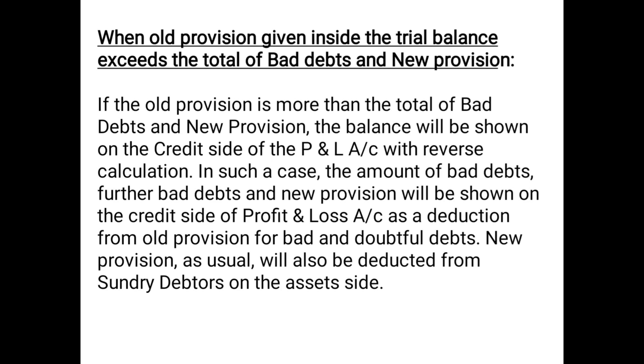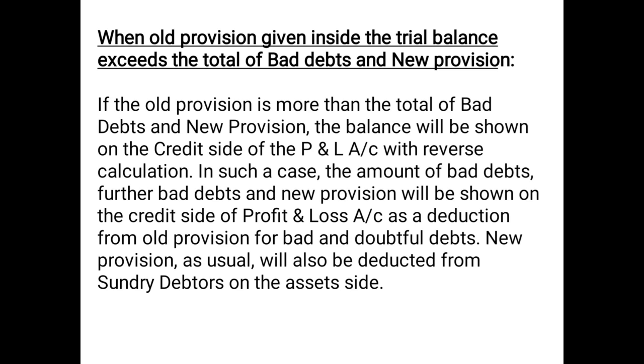In that case, you will be posting the entire items of bad debts, further bad debts, new provision and old provision on the credit side of the profit and loss account with the reverse calculation. What does the reverse calculation mean? What you were adding, now you will deduct, and what you were deducting, now you will add. So instead of starting with bad debts on the credit side, you will start with the old provision because that is the greater amount. So on the credit side, you will show by old provision, whatever the amount is, minus bad debts, minus further bad debts, minus new provision, and then whatever the net amount is coming, that will be posted on the credit side of the profit and loss account.